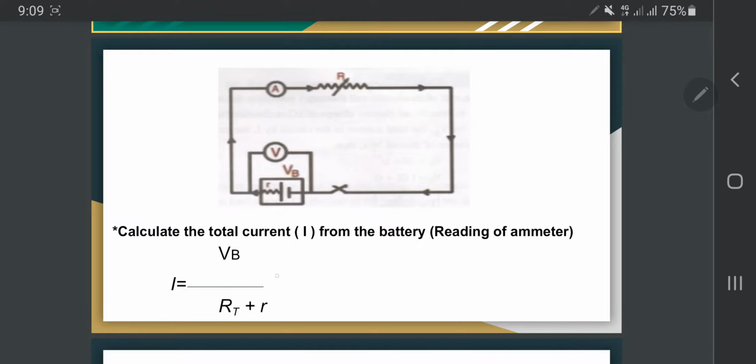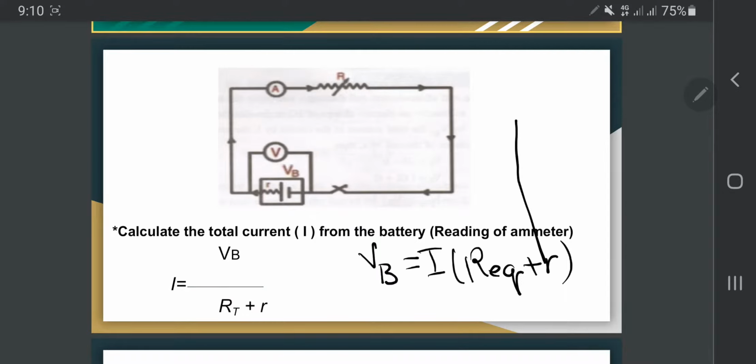And this is the law: VB equals I times (R equivalent plus internal resistance). So I equals VB over (RT plus R). To calculate the total current or the electromotive force, we usually use this law.